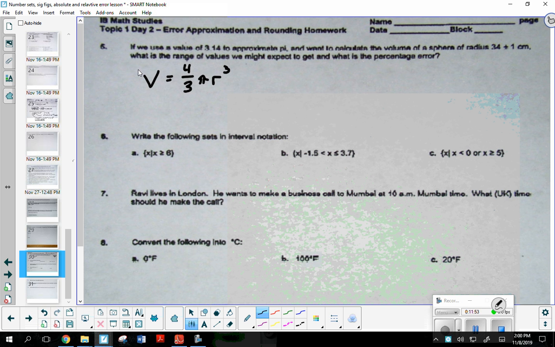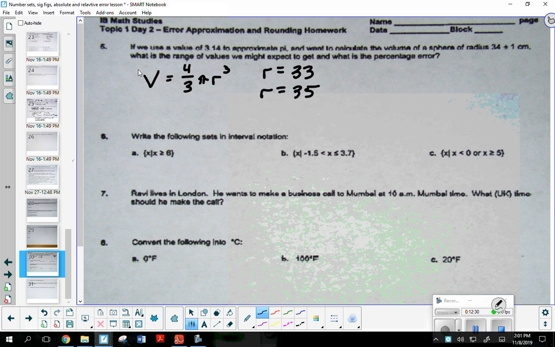All right. Now, I'm wanting to find the range of values for the volume based on this error that I've been given. So we've got 2 of these here. Because it's plus or minus 1 centimeter, we're going to be looking at a radius of 33 centimeters. And then we're going to be looking at a radius of 35 centimeters. Okay, because it's plus or minus 1 centimeter, right? Yes.